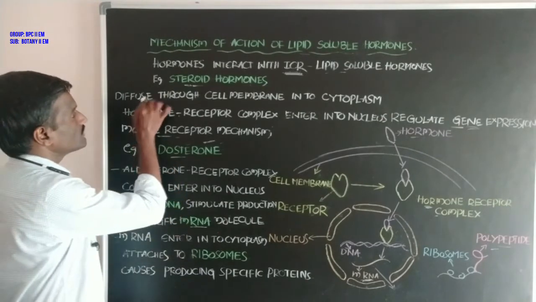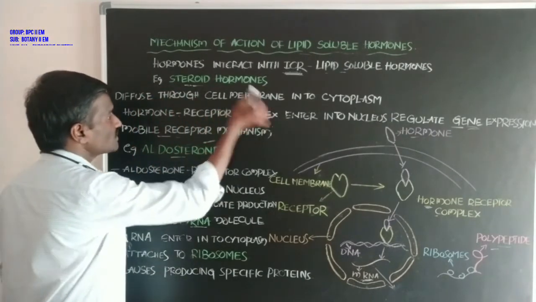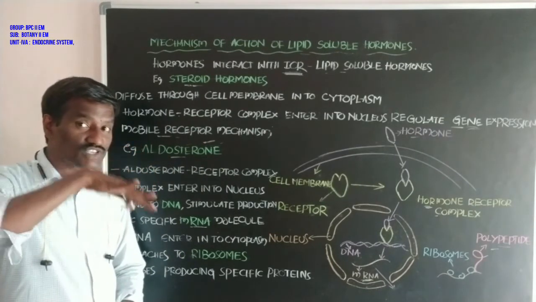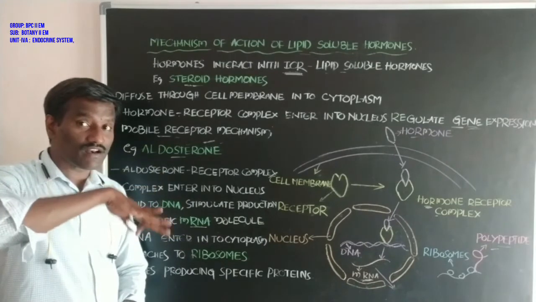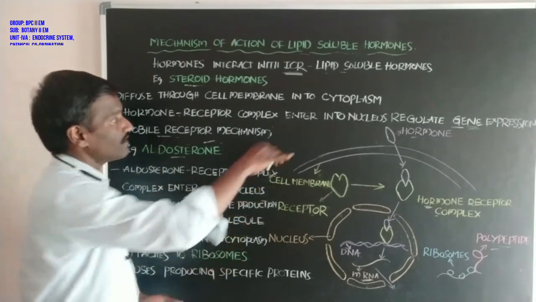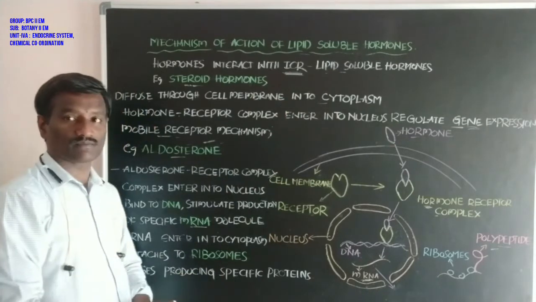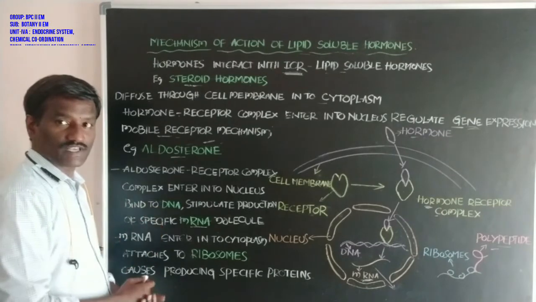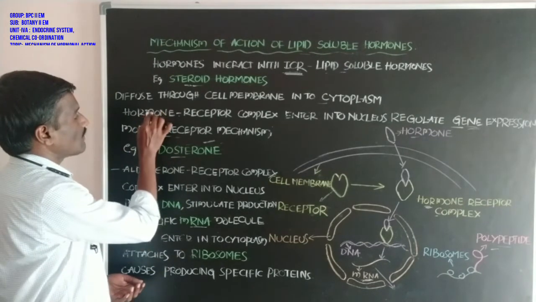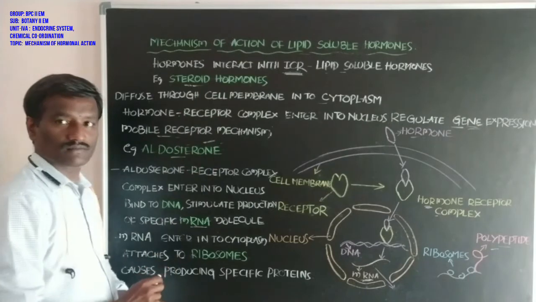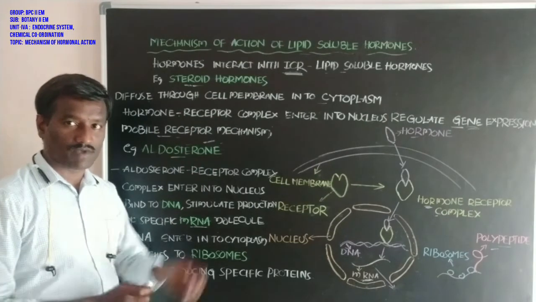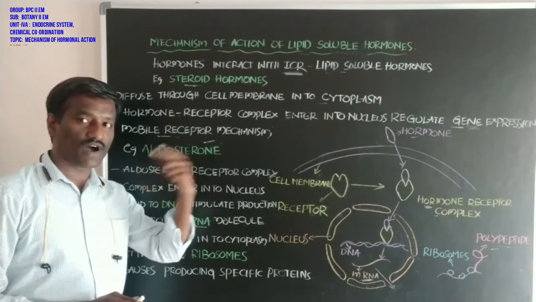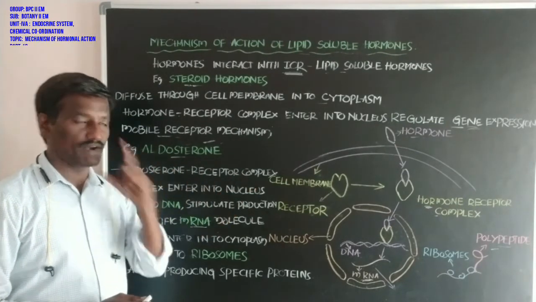These hormone molecules diffuse through the cell membrane of the cell and enter into the cytoplasm of the cell. When the hormone combines with the intracellular receptors, it forms the hormone receptor complex.